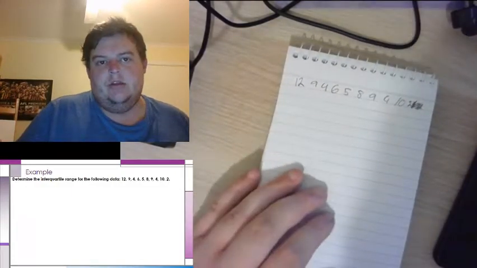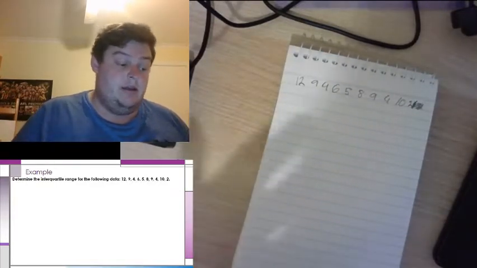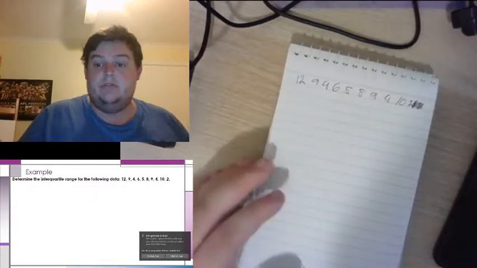So I've got the data set written down already here on my paper. And what I'm going to do is work through and find the interquartile range, and from there you can follow along with me or see how you go.